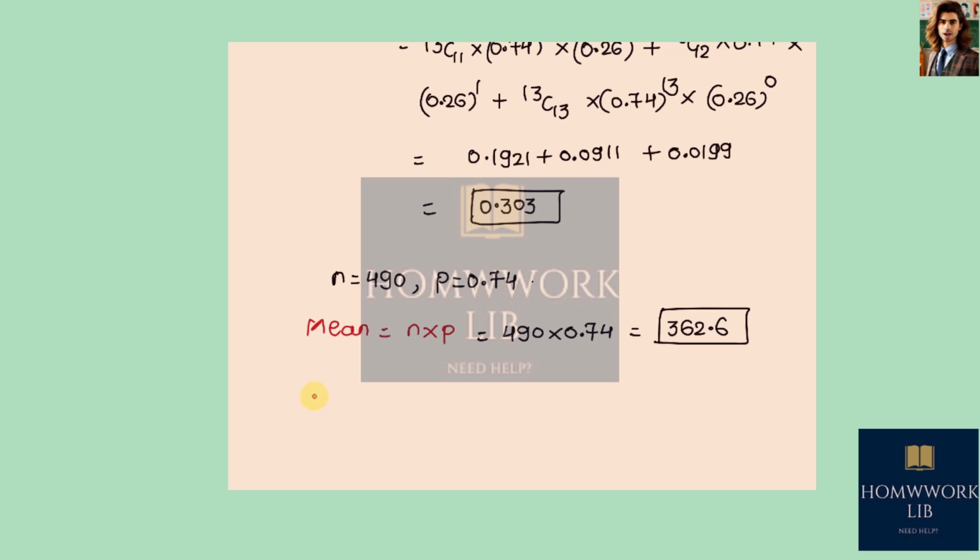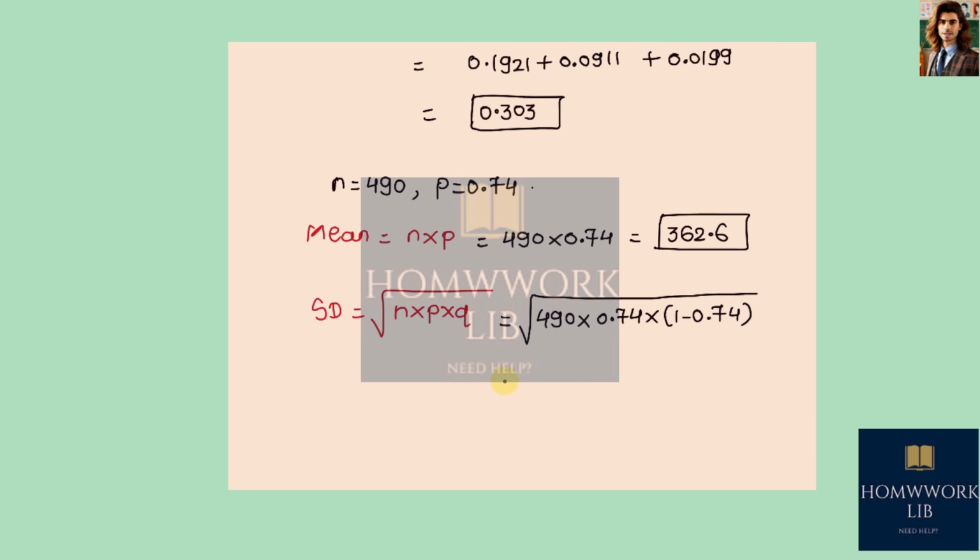And then we have to calculate the standard deviation of the binomial distribution. The formula for the standard deviation is the square root of n into p into q, where q is 1 minus p. So this is the square root of 490 into 0.74 into 1 minus 0.74, which is equal to the square root of 94.276, and that is 9.710. So this is the required standard deviation.